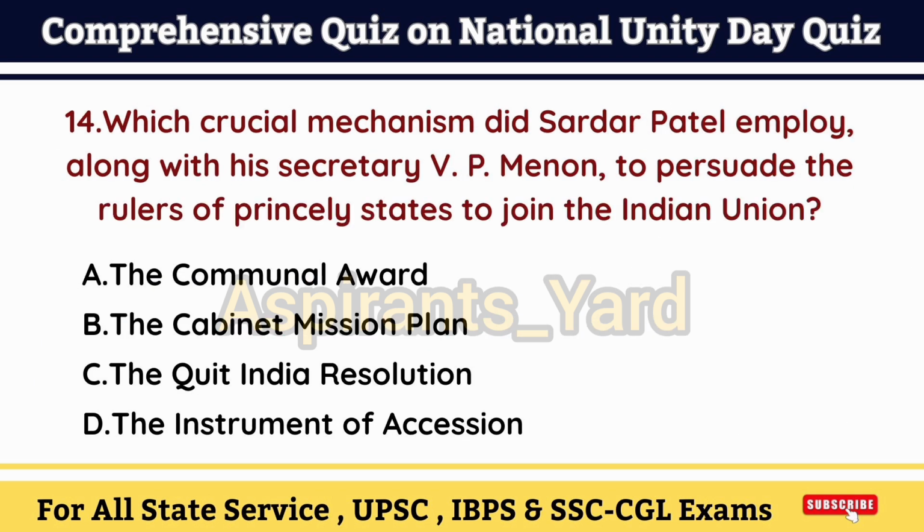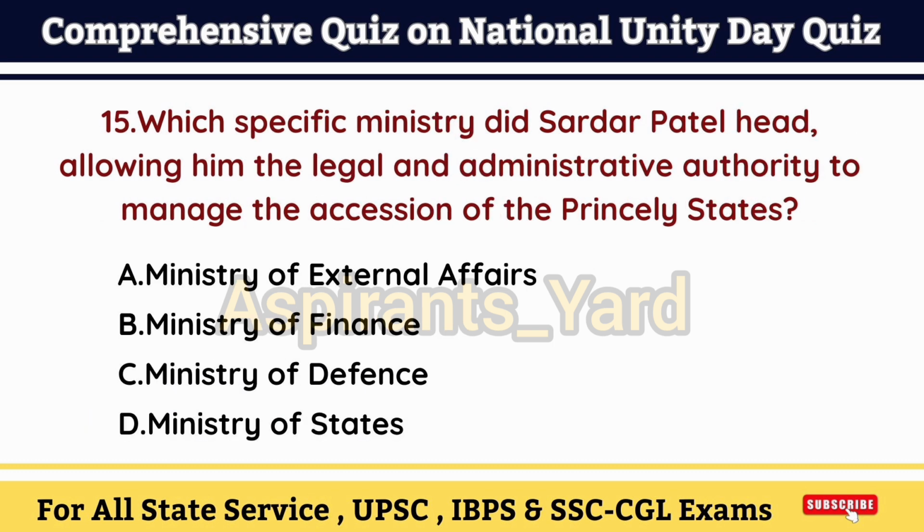Next one, which crucial mechanism did Sardar Patel employ along with its secretary V.P. Menon to persuade the rulers of princely states to join Indian Union? Answer is the instrument of accession. Next one, which specific ministry did Sardar Patel head, giving him the legal and administrative authority to manage the accession of princely states? Answer is Ministry of States.